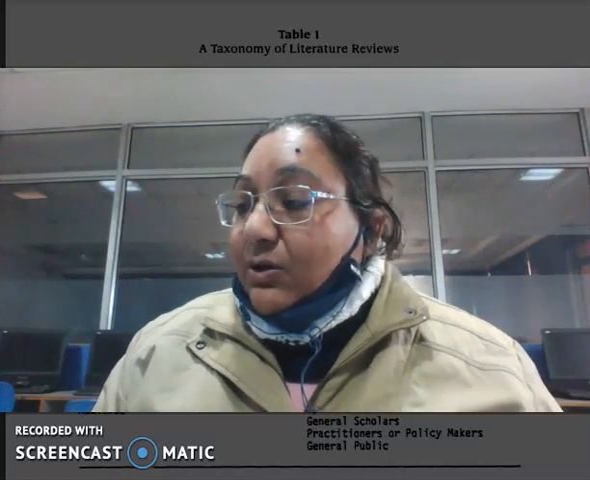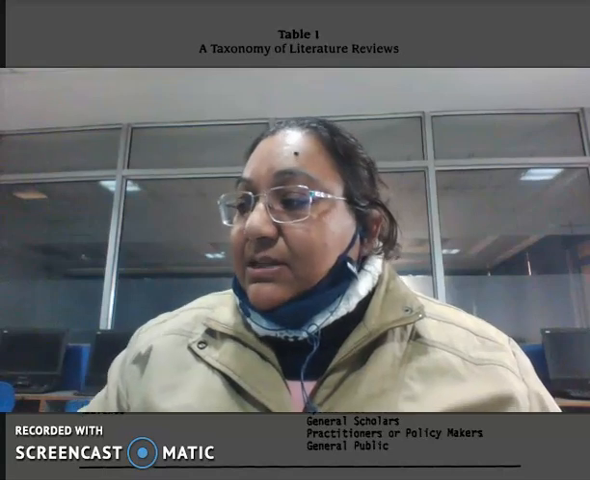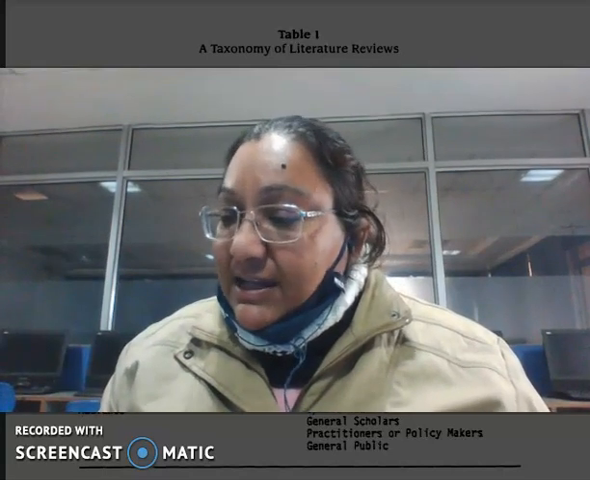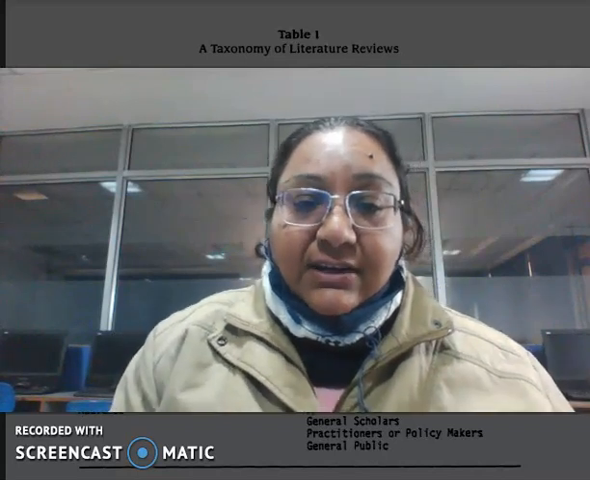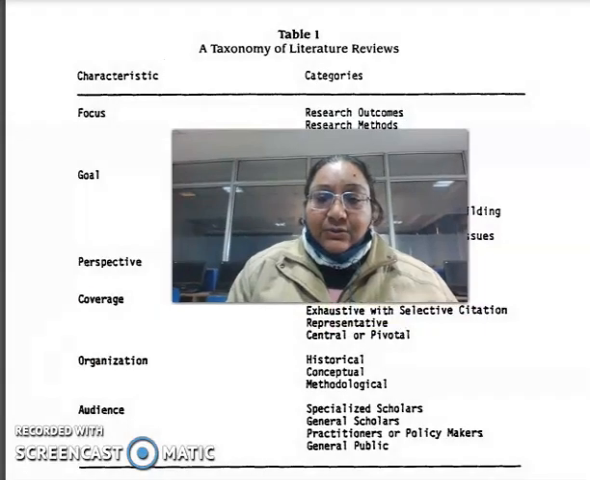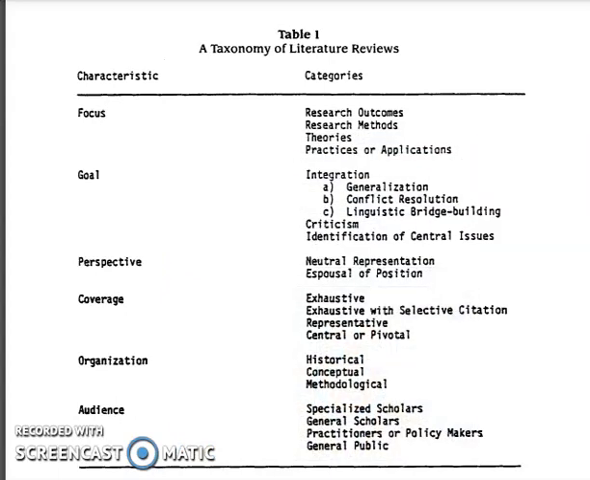So keeping in mind all the definitions that we have just gone through, Cooper has developed characteristics of a review, and he has included 6 characteristics, which I will be listing here. This is a snapshot from Cooper's paper, and in this you can see that there are 6 characteristics that a literature review should have. The first is focus, then goal, perspective, coverage, organization, and audience.